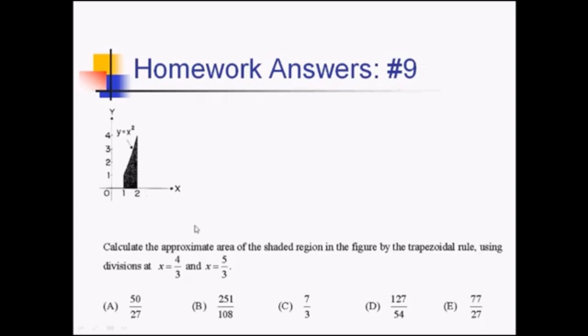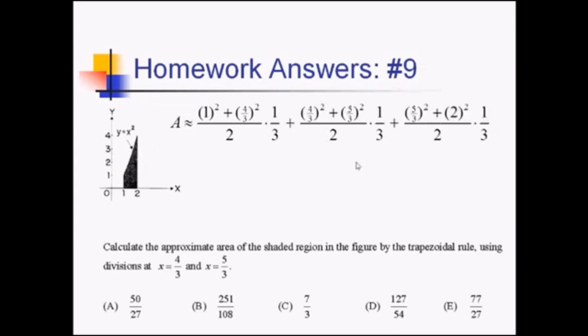Our first trapezoid is going to be from 1 to 4/3. So I'm going to have (1 squared plus 4/3 squared), those are the y values, over 2. And then I have to multiply by a base of 1/3. Next, I'm going from 4/3 to 5/3. So that's going to be (4/3 squared plus 5/3 squared) over 2 times a base of 1/3 again. And then finally, I've got (5/3 squared plus 2 squared) over 2 times a base of 1/3.